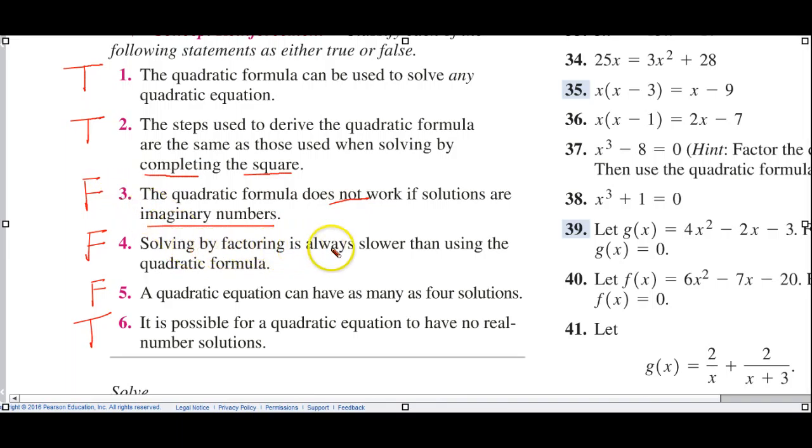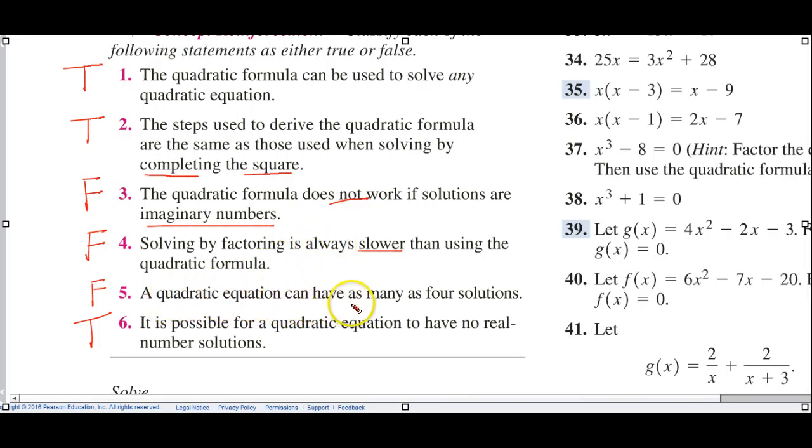Solving by factoring is always slower. No, if something factors and you see it, that's the quicker method. But generally, I think the quadratic formula takes a little more time because you need to convert into standard form, find your A, B, and C, put it into the formula, and be careful you don't make any errors with the signs as you simplify.